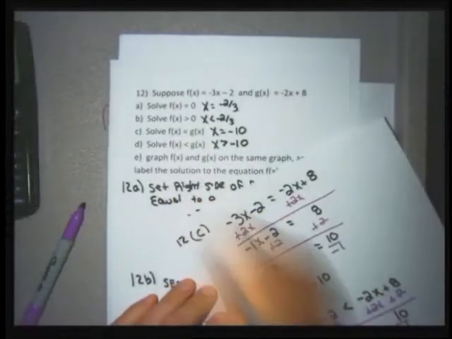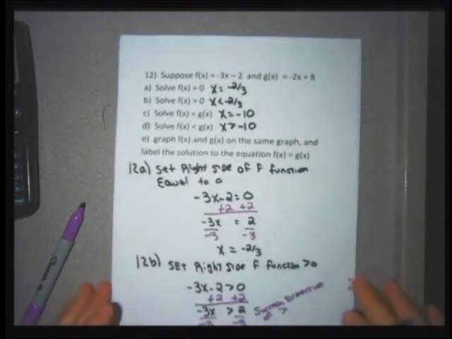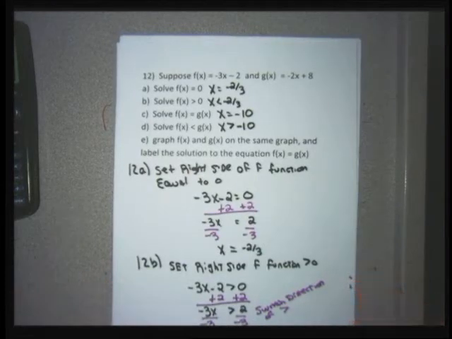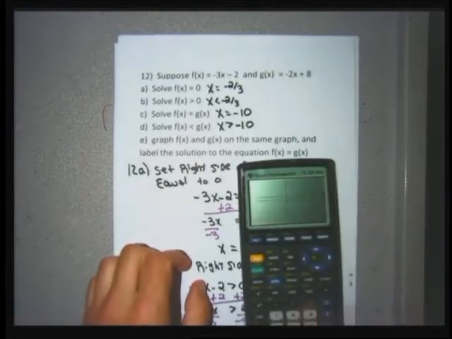Last thing I'm going to need to do is 12C, 12D: graph f of x and g of x on the same graph and label the solution to f of x equals g of x. Let me show you on my calculator how to do this, and then I'll show you to do it by hand. So I kind of have most of what I need.